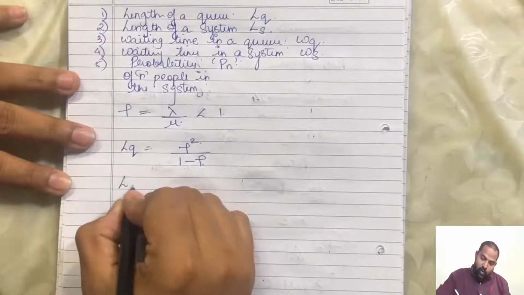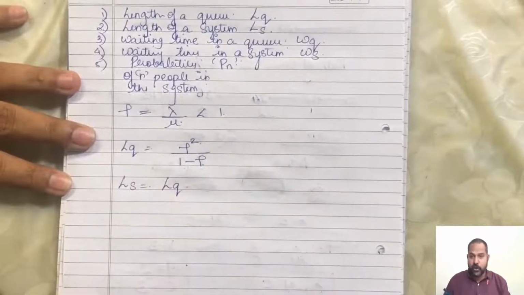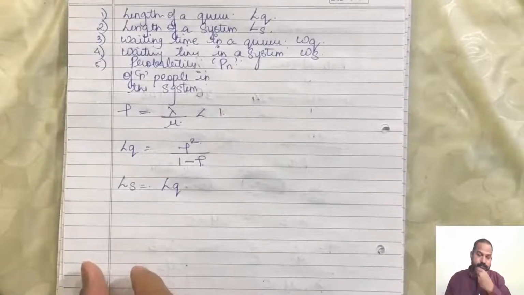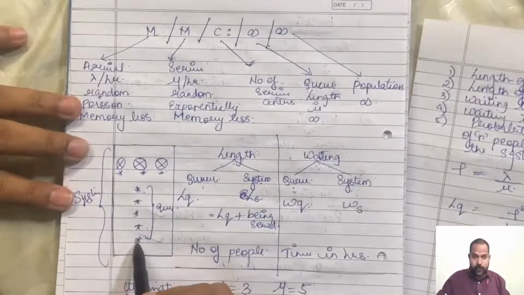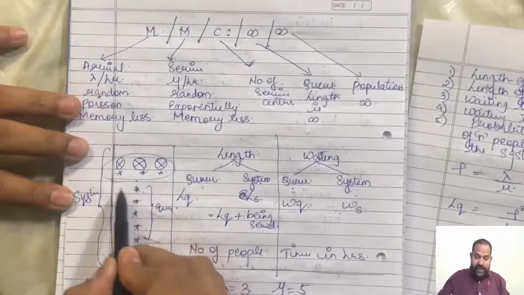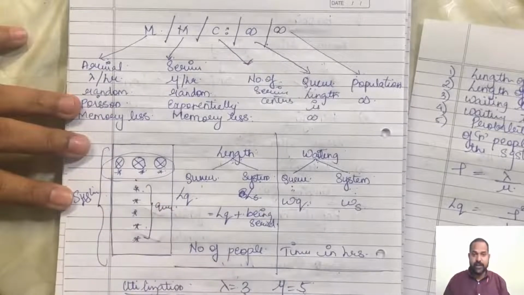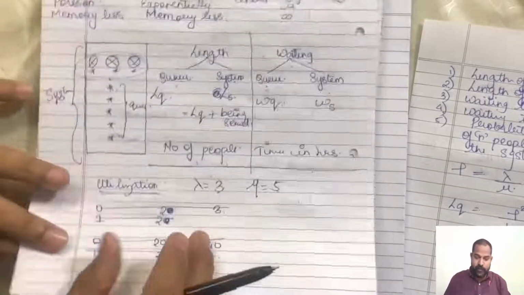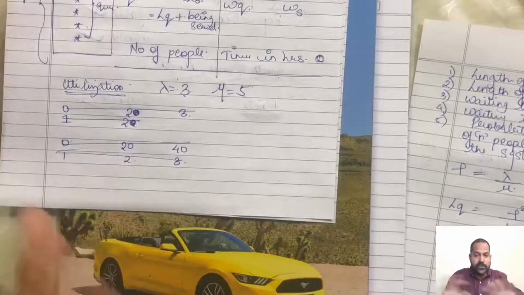Then what is the length of the system? The length of the system is the length of the queue plus the people getting served. Now let's go back. You will say, sir, here the length of the queue is 1, 2, 3, 4, 5, and the people getting served is 3, so it is 5 plus 3. Well, that's wrong. Listen to what I am saying carefully. This is a statistical approach. It's not exact values.